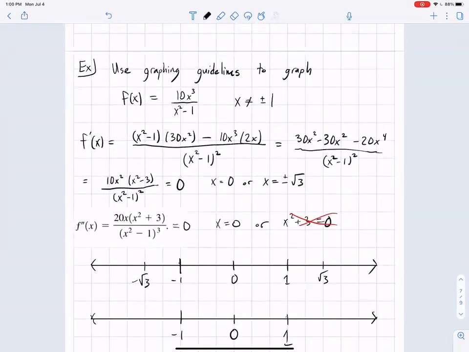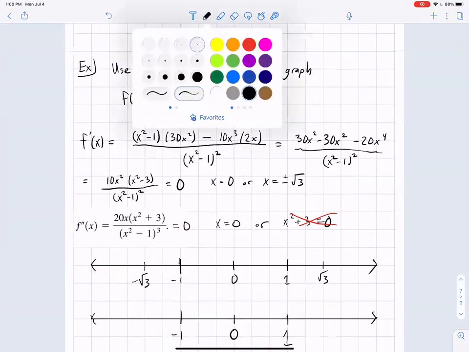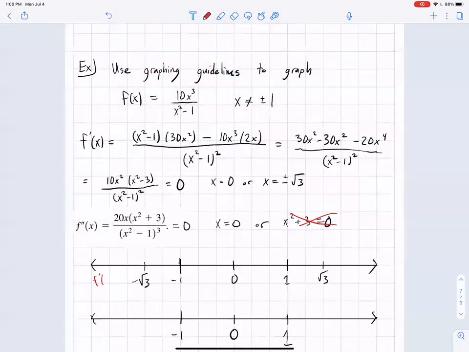And so we need to plug in some test points into there. So things to the left of negative root 3, if you plug in a number smaller than negative root 3, so for instance, f prime of -2, if you plug in -2, that will be positive. This will be bigger than that, so it's positive, positive. And then the bottom is always positive, right? Because of the squared, so we don't have to worry about that. And so this is positive, positive, positive, so it's positive.